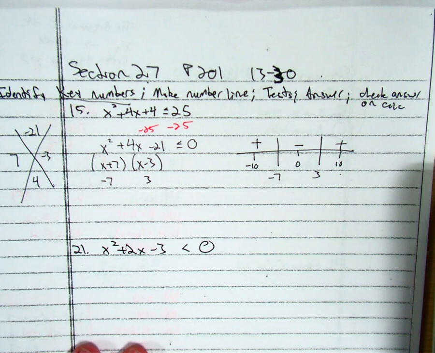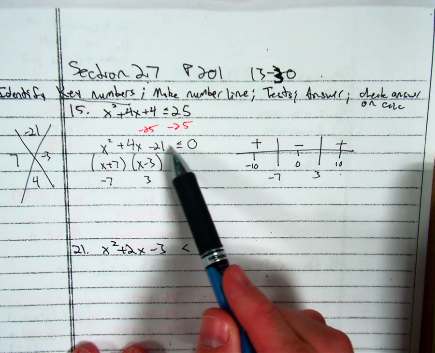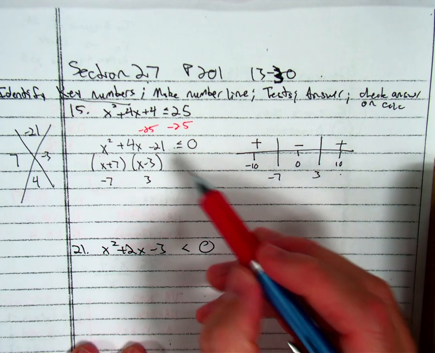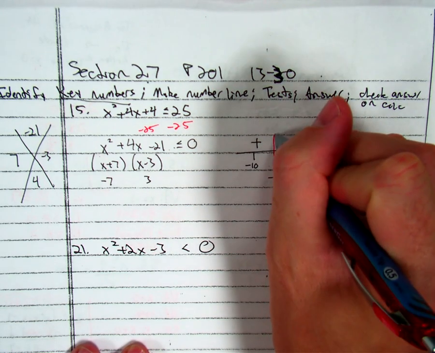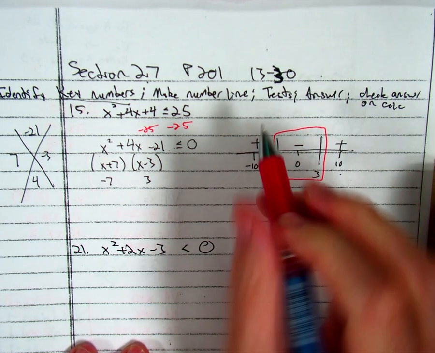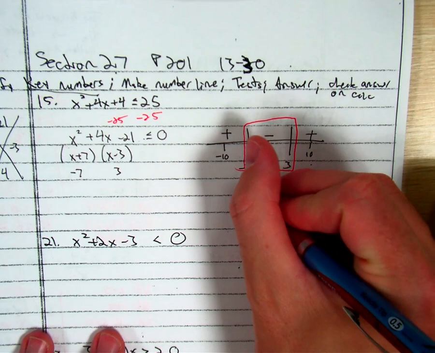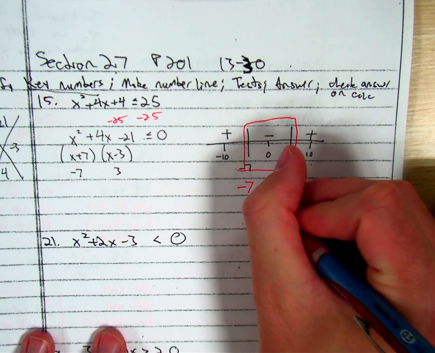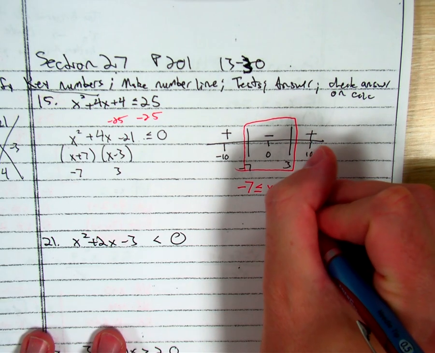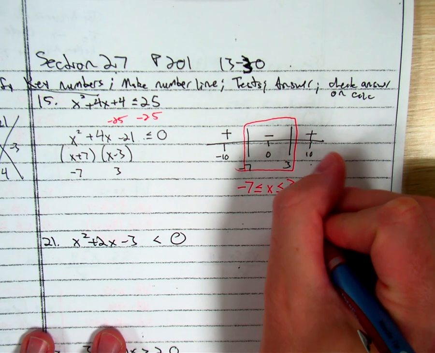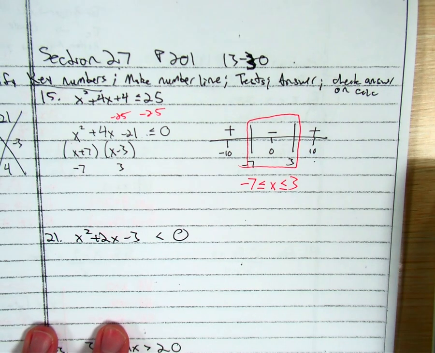Now look at what we want. We want, when is this less than or equal to 0? Negative, right? So we want the middle piece. And it gave it to us with or equal to's. So we're going to use or equal to's. Negative 7 is less than or equal to x is less than or equal to 3. All right? That should get you started at least.